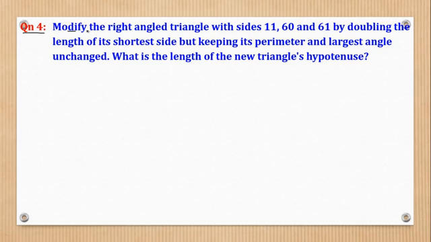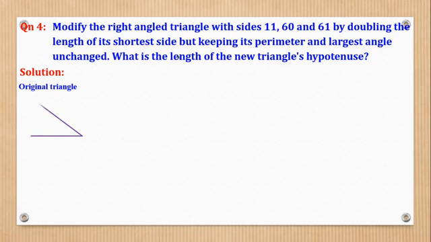Then question 4. Modify the right-angled triangle with sides 11, 60, 61 by doubling the length of its shortest side, but keeping its perimeter and largest angle unchanged. What is the length of the new triangle's hypotenuse? So we shall come and first make a sketch.